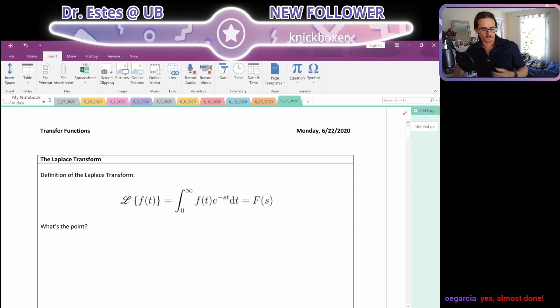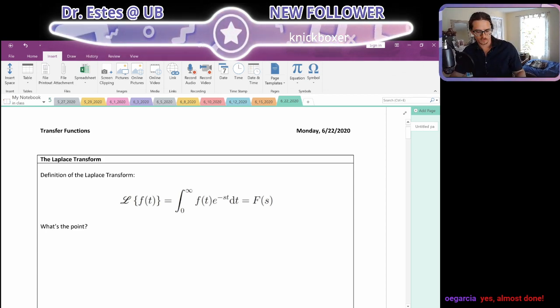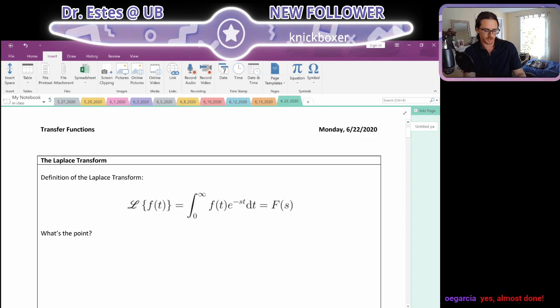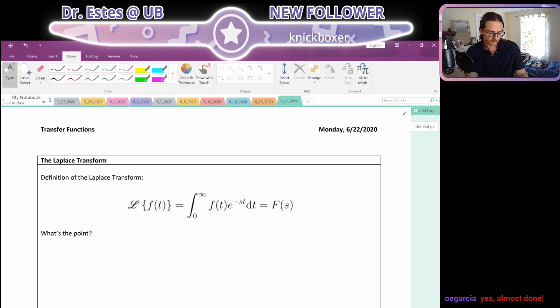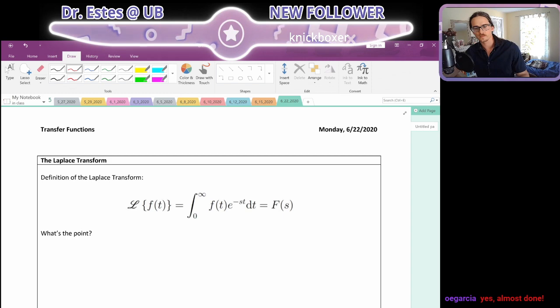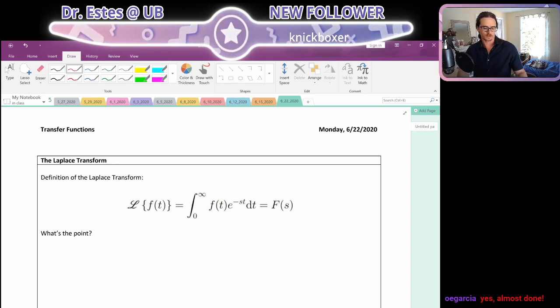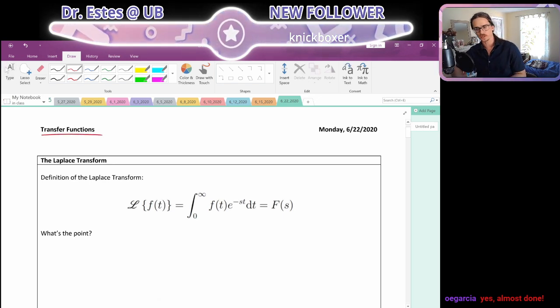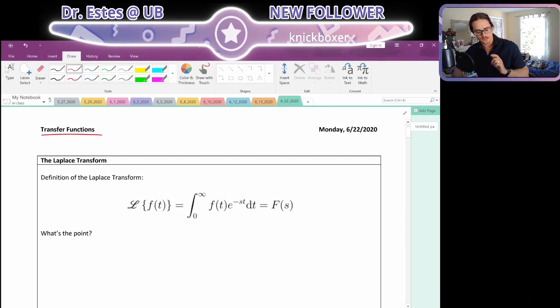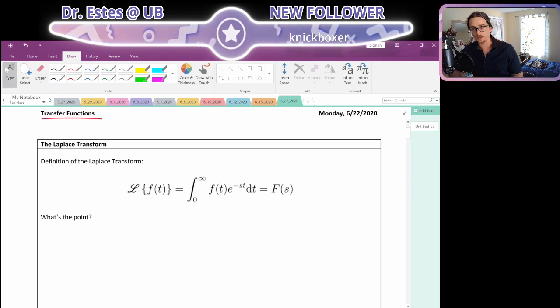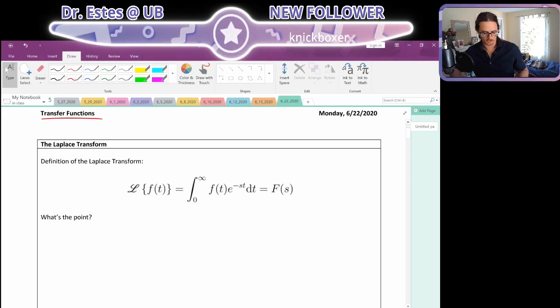Okay, so today we're gonna introduce transfer functions. Let me turn down the music just a teensy bit. Transfer functions. Let's first give the definition, and then I'll tell you what in the world is the point of this.